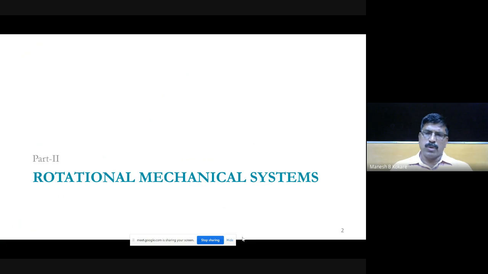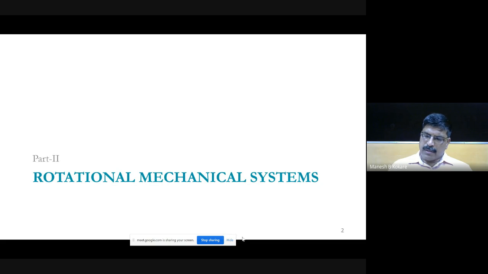As I told you, there are two types of mechanical system. One is the translational mechanical system, where the motion is linear, and the other is the rotational mechanical system, where the motion is angular. Objects rotate around their own axis.